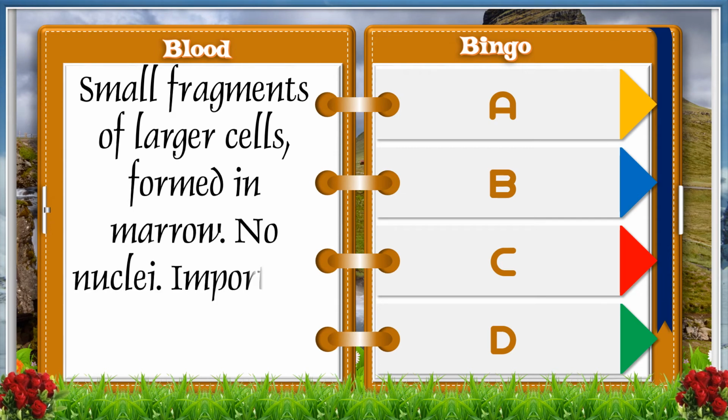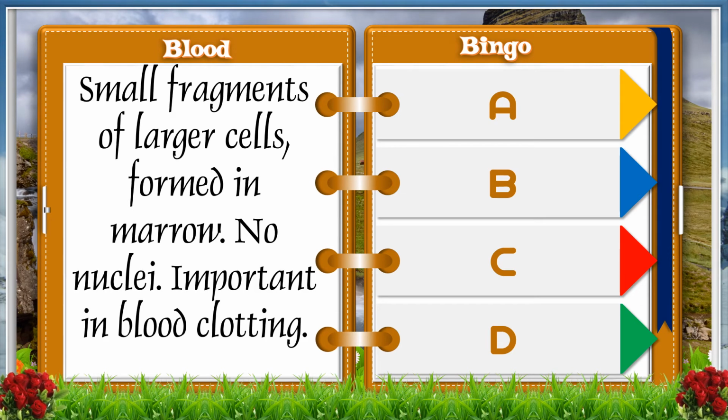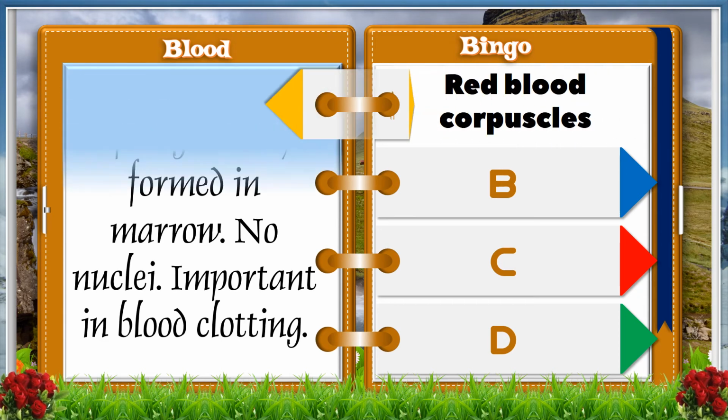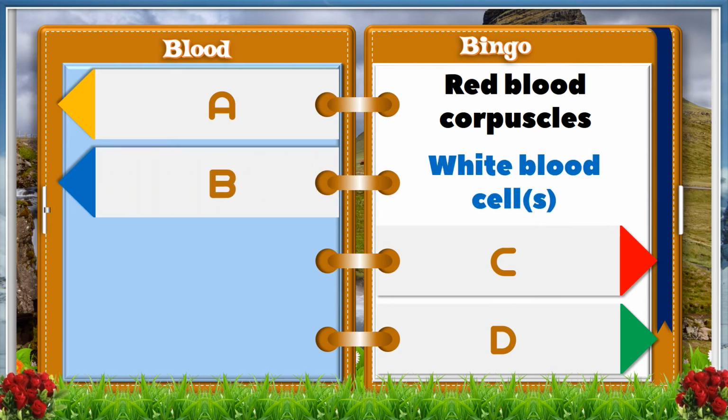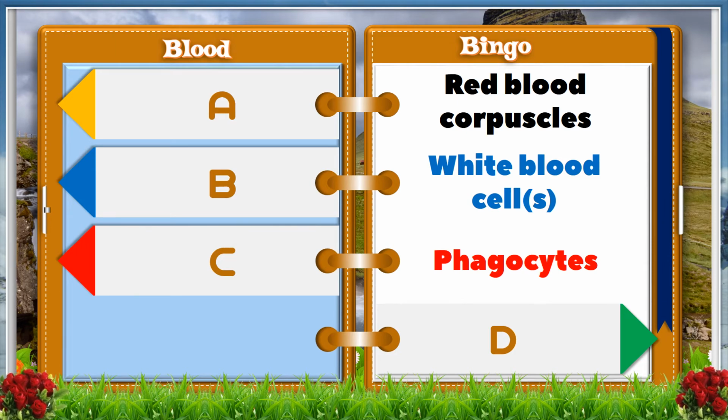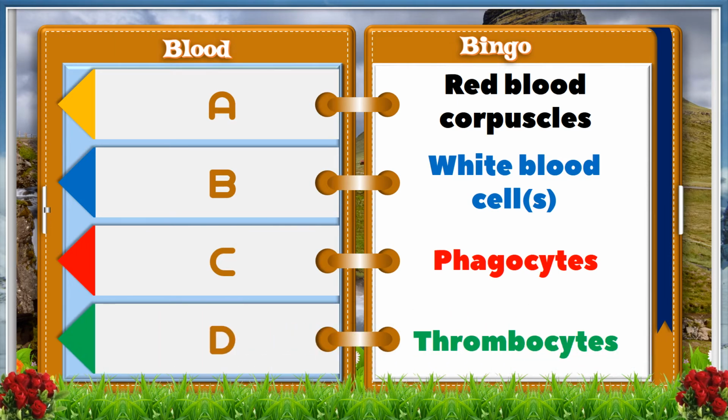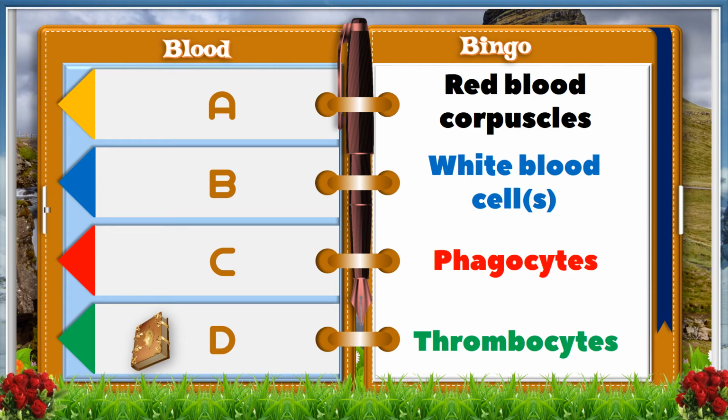Small fragments of larger cells formed in marrow, non-nucleated, important in blood clotting. A. Red blood cells. B. White blood cells. C. Phagocytes. D. Thrombocytes. And the answer is D. Thrombocytes.